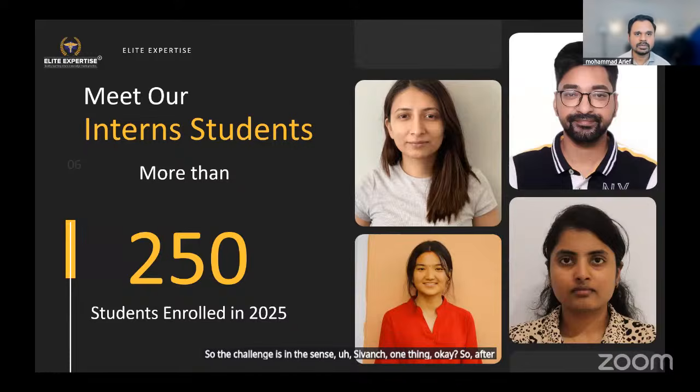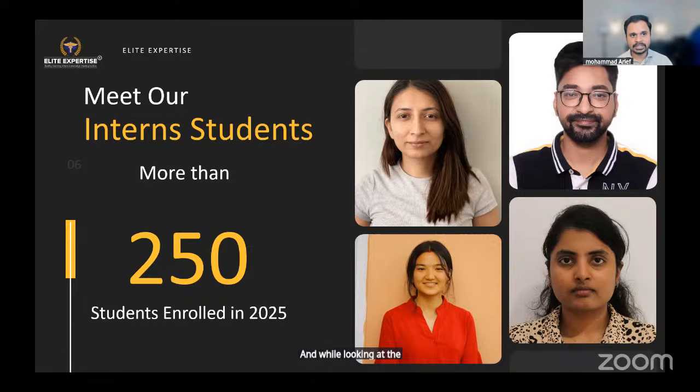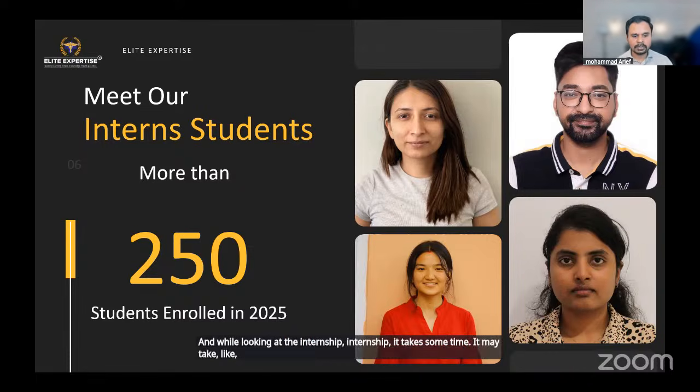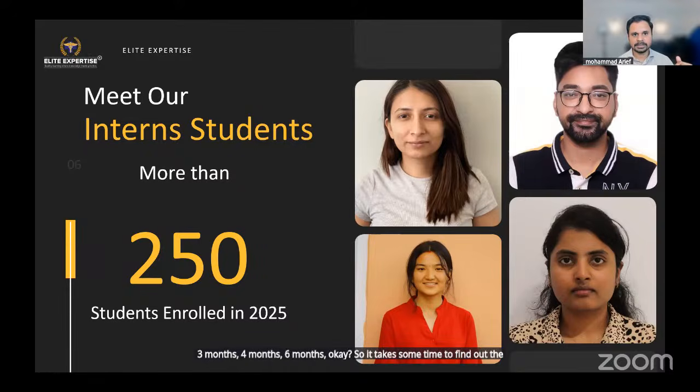After clearing this OPRA examination, the main thing is that everyone has to do the internship. All those who have cleared the OPRA examination, 100%, for 1 year you have to work as an intern pharmacist. And finding the internship takes some time. It may take 3 months, 4 months, 6 months. It takes some time to find the internship. So I can tell you my example.